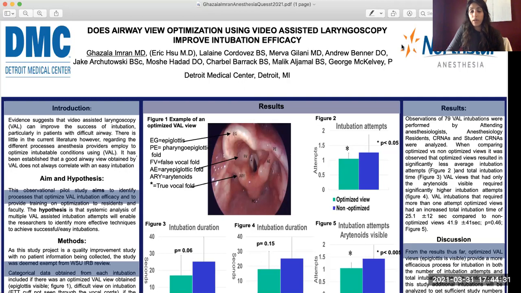So, this pilot study is the first of its kind, and we aimed to try and identify different ways that optimizing the view on the video scope would result in either better or worse or no change in the success rate of the intubations. What we predicted would happen is that optimizing the view with the particular airway structures that we will go over would in fact make the intubations easier and reduce the number of attempts made.